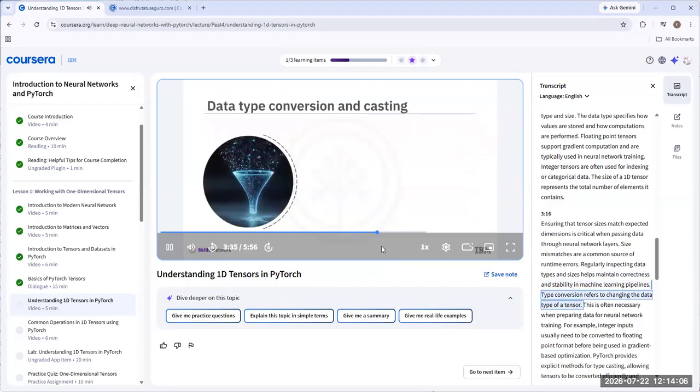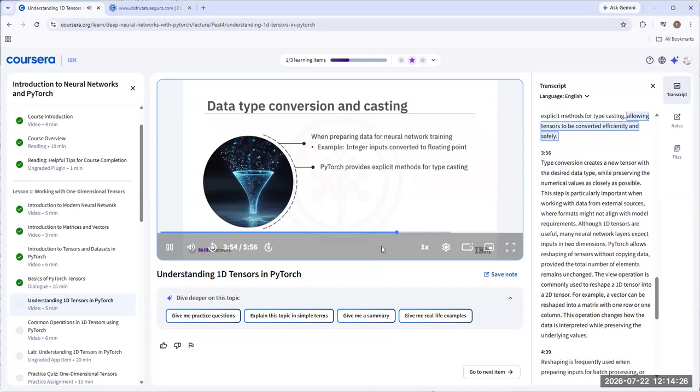Type conversion refers to changing the data type of a tensor. This is often necessary when preparing data for neural network training. For example, integer inputs usually need to be converted to floating point format before being used in gradient-based optimization. PyTorch provides explicit methods for typecasting, allowing tensors to be converted efficiently and safely. Type conversion creates a new tensor with the desired data type while preserving the numerical values as closely as possible. This step is particularly important when working with data from external sources, where formats might not align with model requirements.